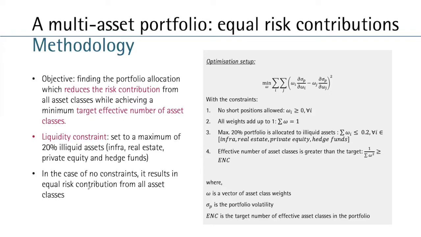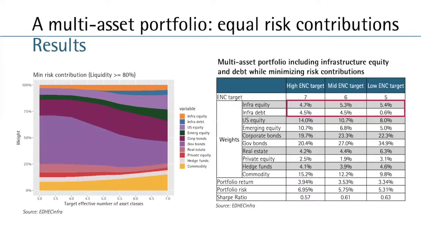One point to note here is that if we didn't have any of these illiquidity or ENC constraints, this approach would basically result in equal risk contribution from all asset classes. So we have partially restricted this optimization by adding these constraints.